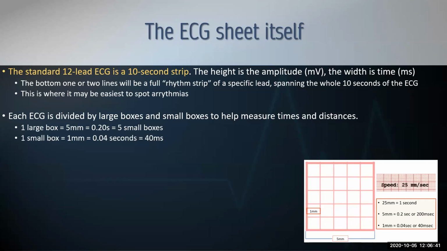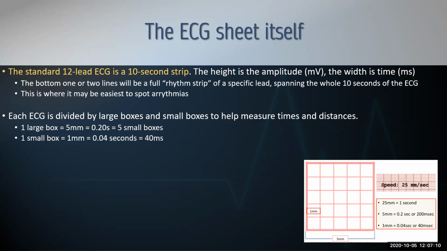When you start with the ECG lead sheet itself and interpretation, let's go over some basic understandings, because this will come into play when you are deciding if there's a block or prolongation. So you need to know the duration of these boxes, the big box versus the small. The big box is 5 millimeters or 0.2 seconds, and the small boxes are 1 millimeter. So 5 small boxes make 1 big box, and as a result, if you divide 0.2 by 5, you get 0.04 seconds.